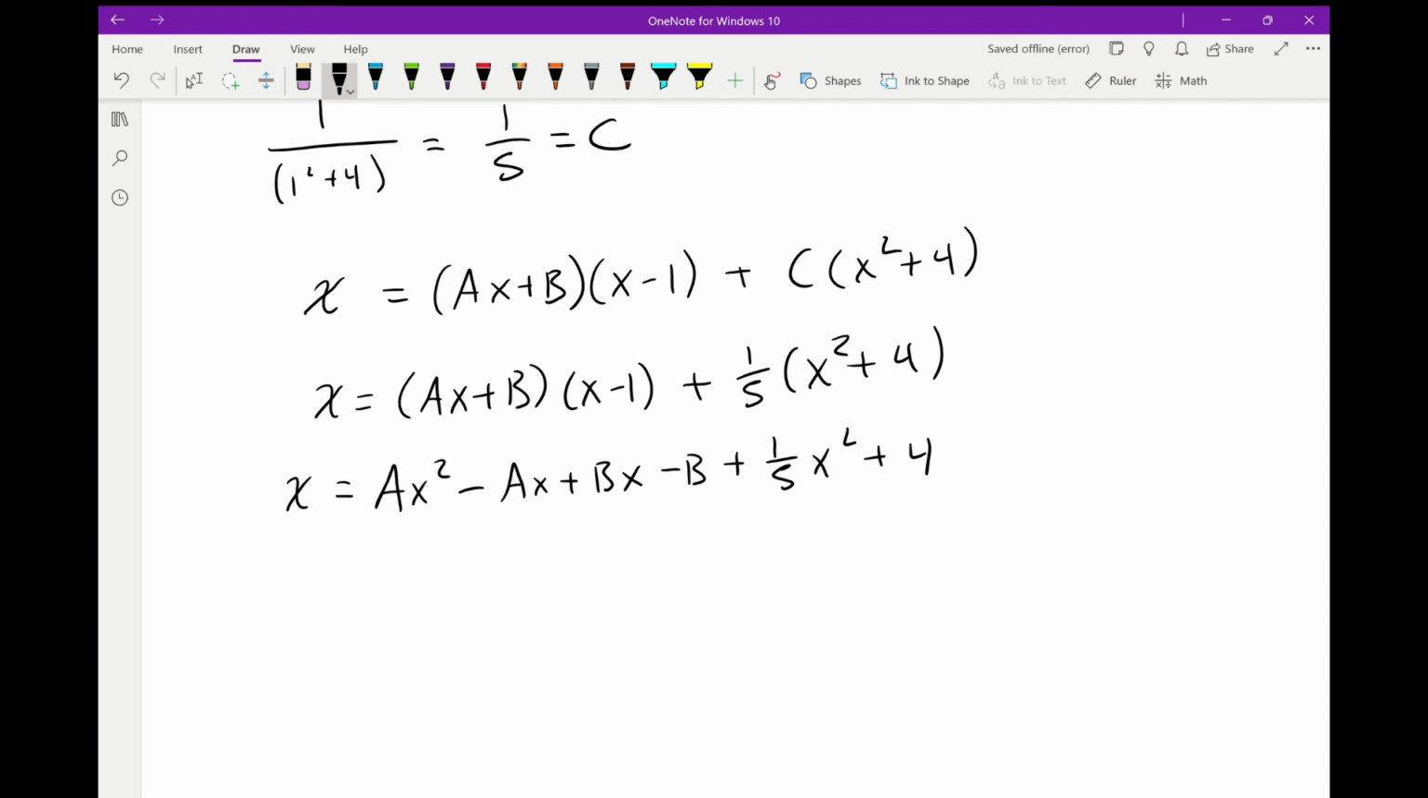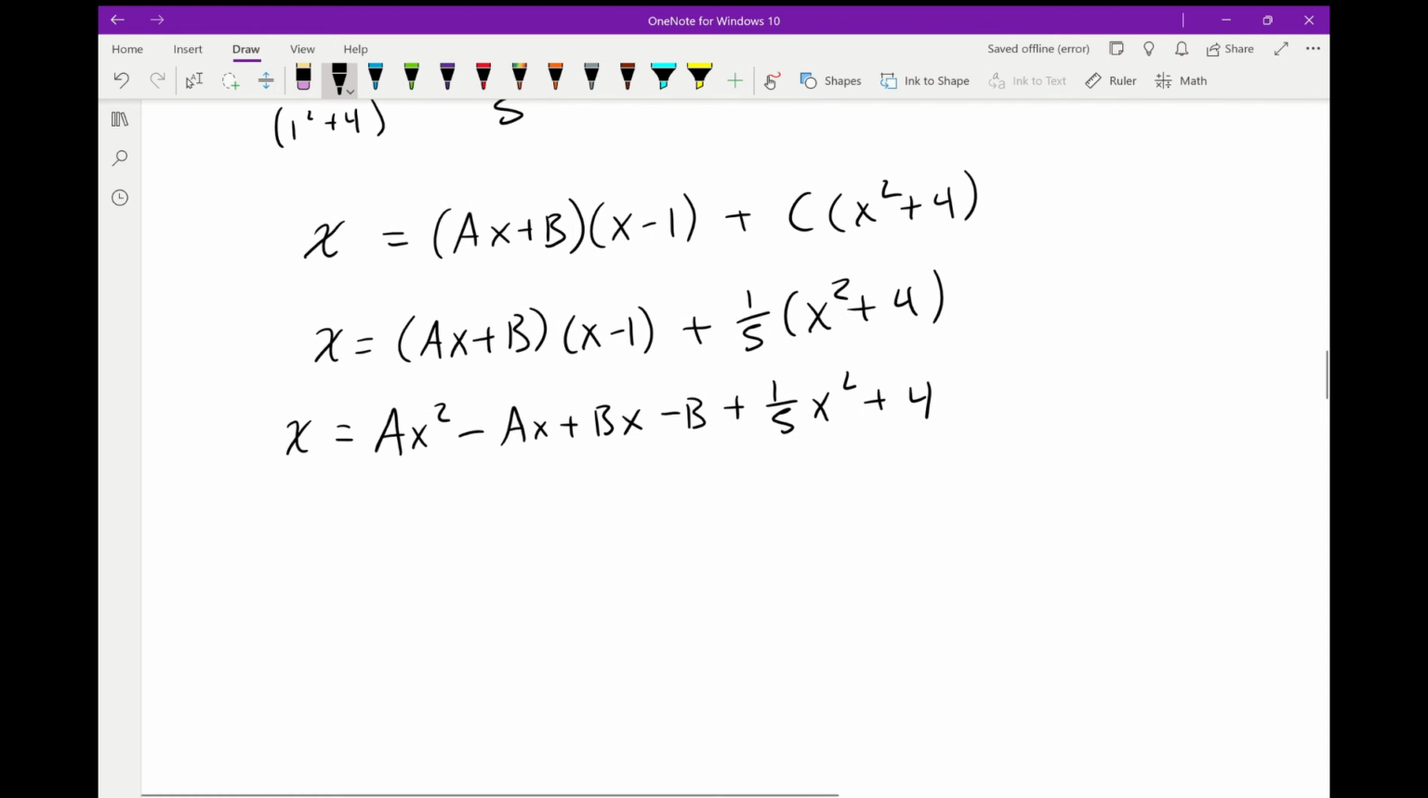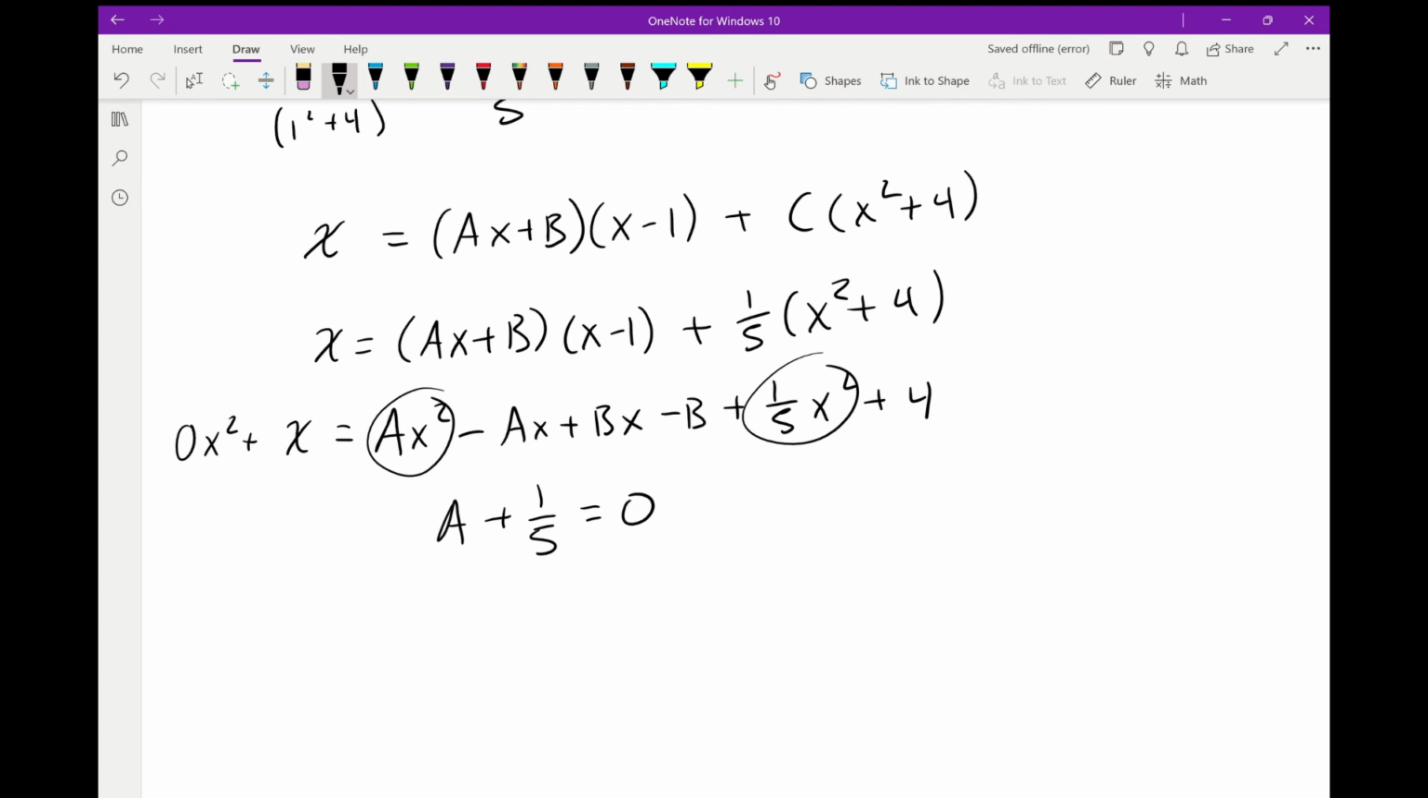Okay, let's go and take notes here. The first thing to observe is that we have no x squared term over here. So it's like a 0x squared is in there, basically. And so if we collect all of our x squared terms here, they should add to 0 because of the equality here. So these are all of our x squared terms. So we know that a plus 1/5, plus 1/5 should equal 0, which means that a has to be negative 1/5. Well, that was easy.